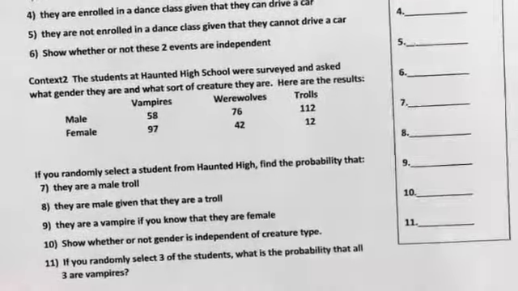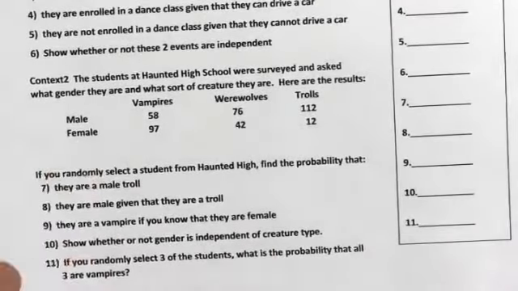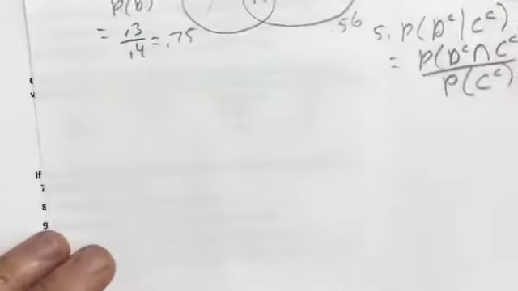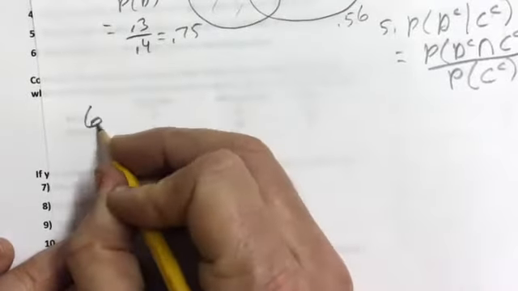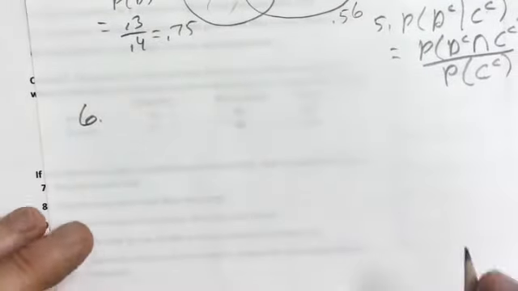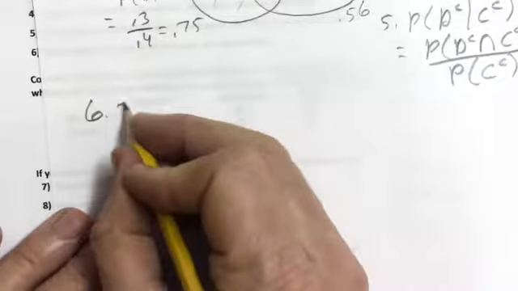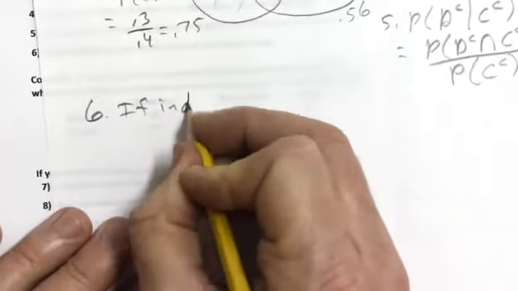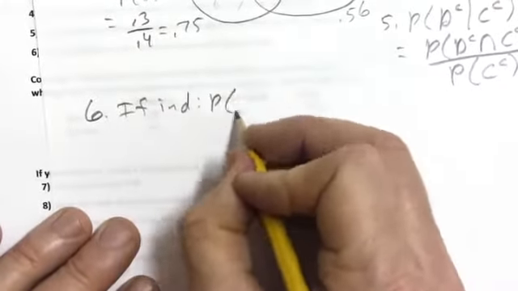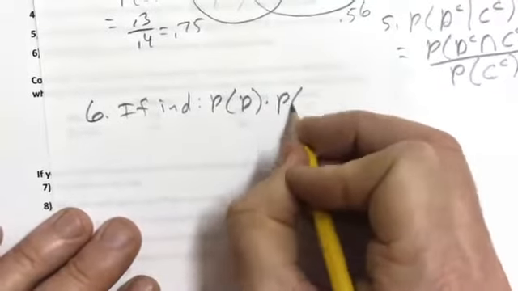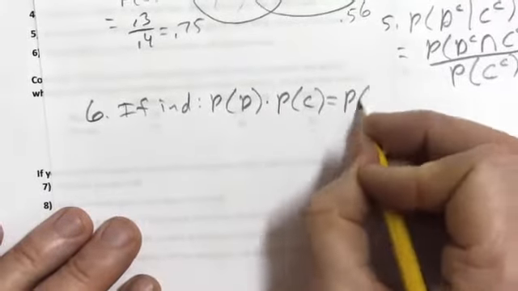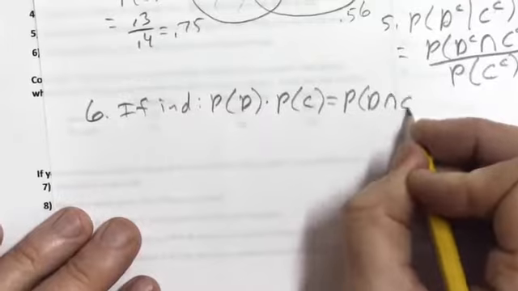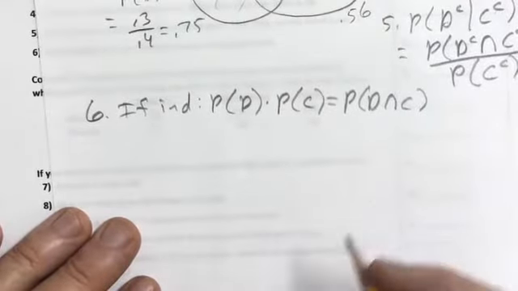All right. And so then number 6, show whether or not they're independent. Well, there's 2 things. You've got to memorize how to show independence. Now, you just have to do one of the 2, but you need to know both of them. If they're independent, the probability of one times the probability of the other is equal to the probability of both D and C. So let's see if they are.